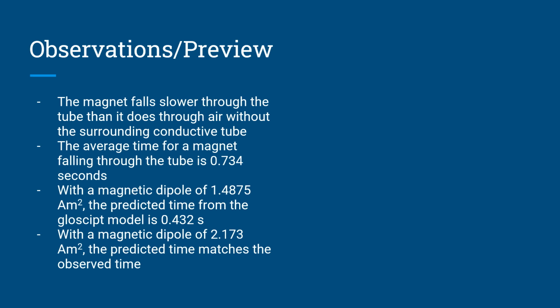Observations we made, a preview: the magnet falls slower through the tube than it does through air without the surrounding conductive tube, and the average time for the magnet falling through the tube is 0.734 seconds. With a magnetic dipole moment of 1.4875, the predicted time from the ClosScript model is 0.432 seconds. And when we use a magnetic dipole moment of 2.173, the predicted time matches the observed time that we had in our real-world example.